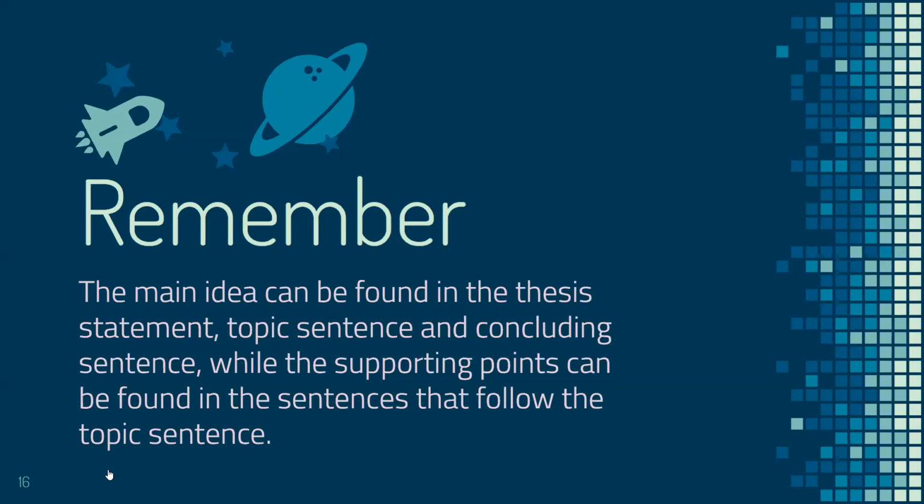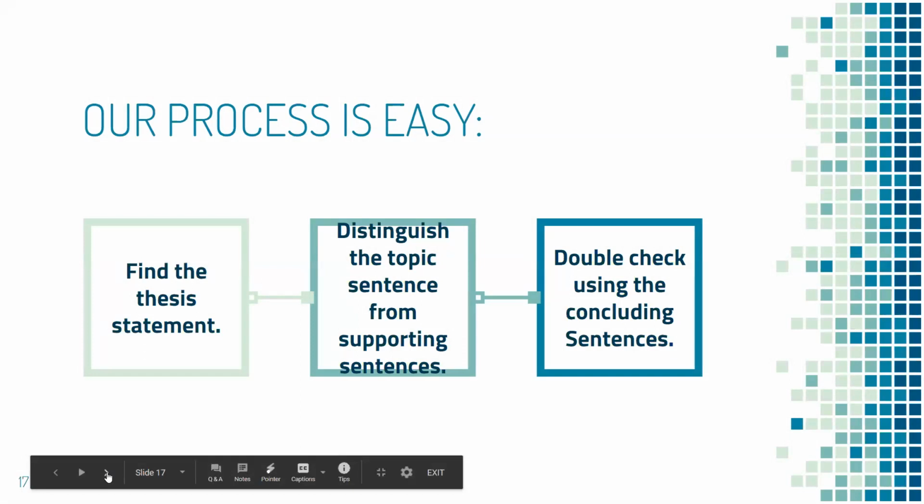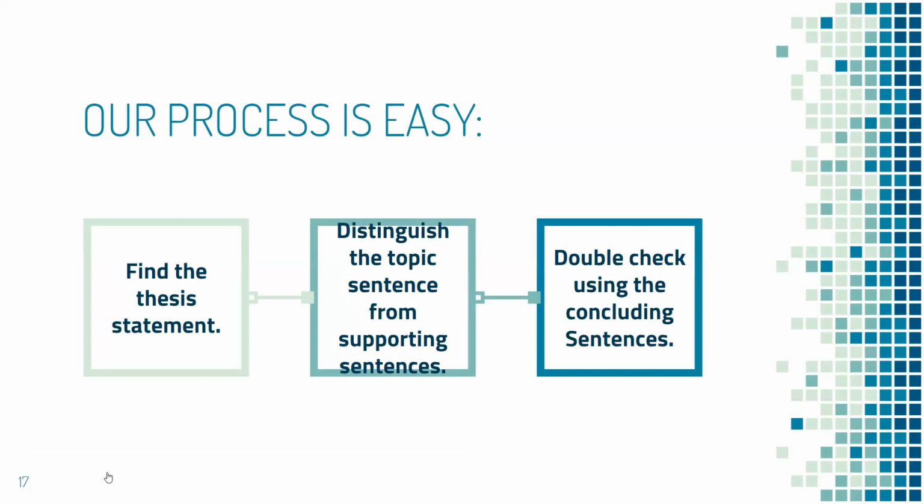In order to confirm that you found the main idea, you can look at the concluding sentence. And I've created a little flow chart here to share with you, again, the process. So the first thing that you will do is find a thesis. You've picked up an essay. It's about 500 to 1,000 words long. And you want to know what this essay is really about. First, try to locate the thesis statement.